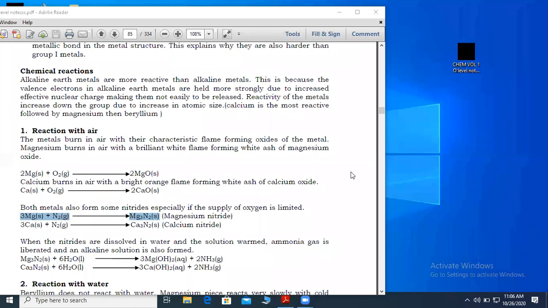The third equation was between... before we look at the third equation, I think we can look at the fourth right away, because the fourth is magnesium nitride plus water. Remember we said magnesium nitride formed.